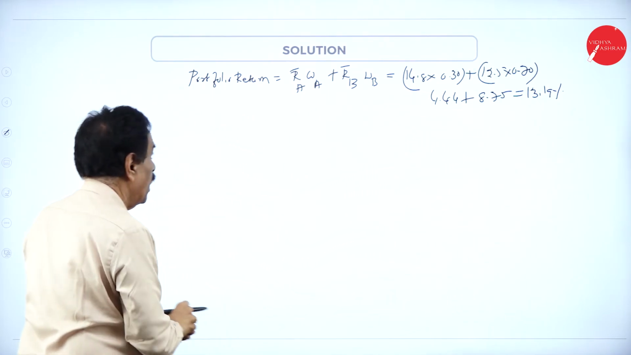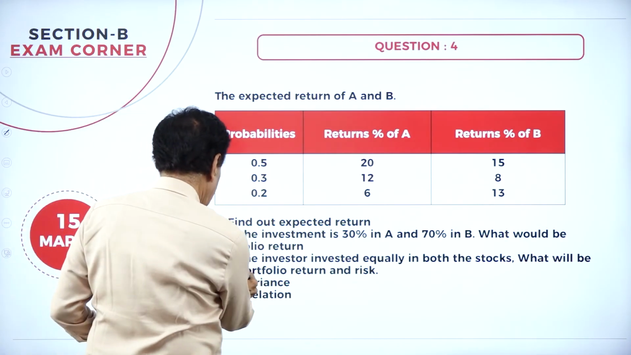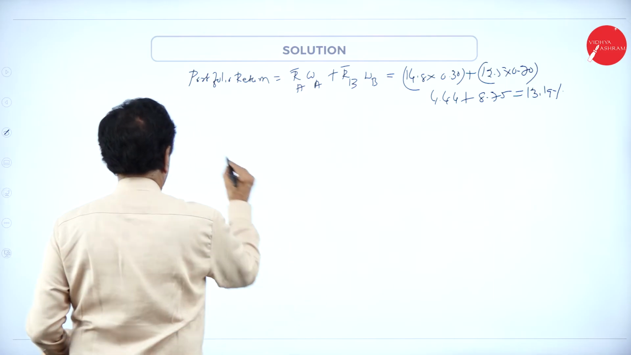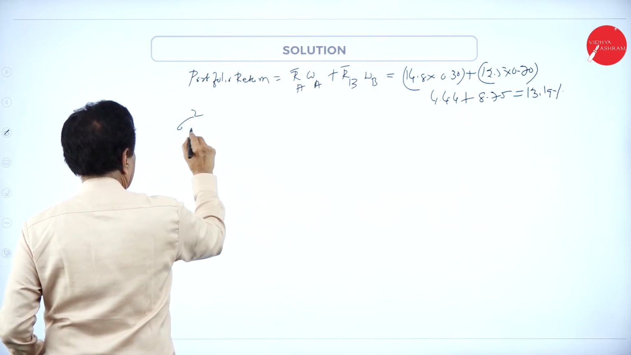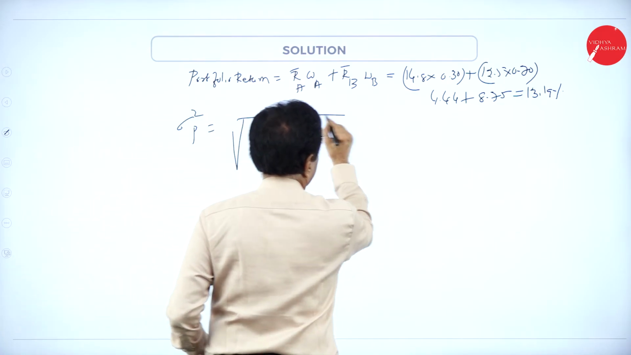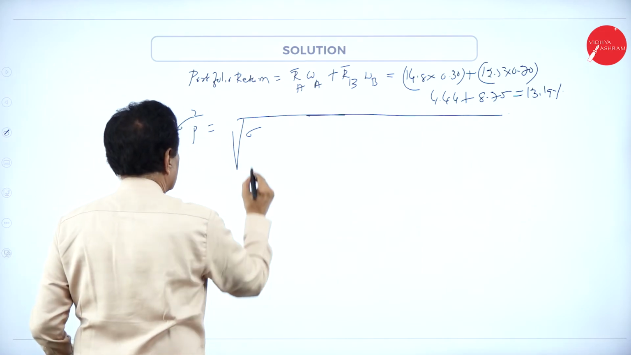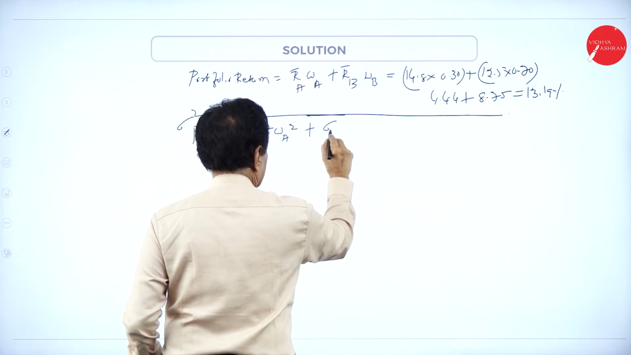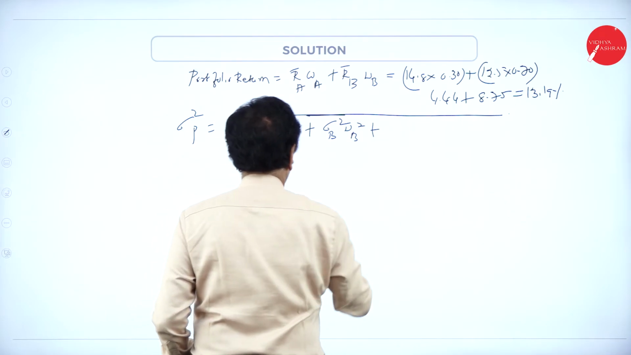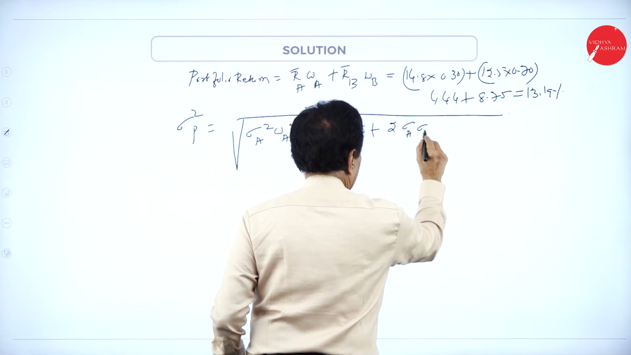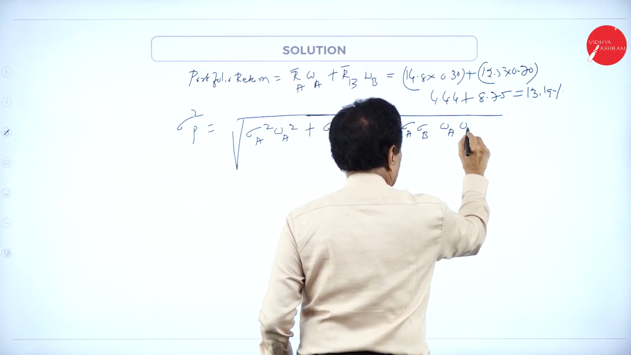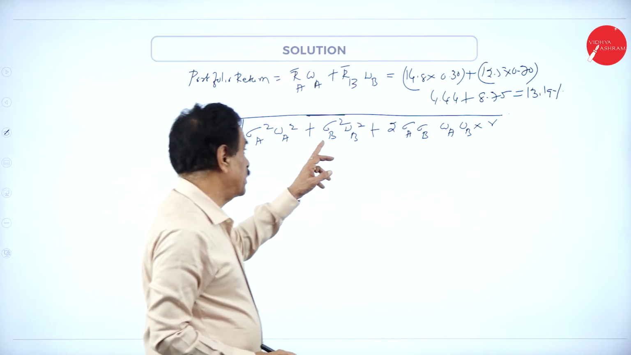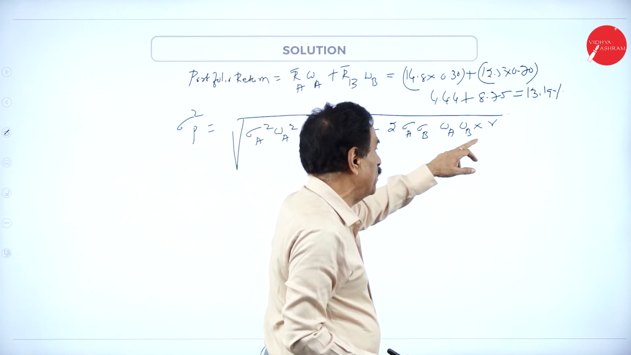Then the last question he asked: if the investment is invested equally in both the stocks, what will be the portfolio return and risk? So portfolio risk is equal to the root of sigma A square WA square plus sigma B square WB square plus 2 into sigma A, sigma B, WA, WB into R.